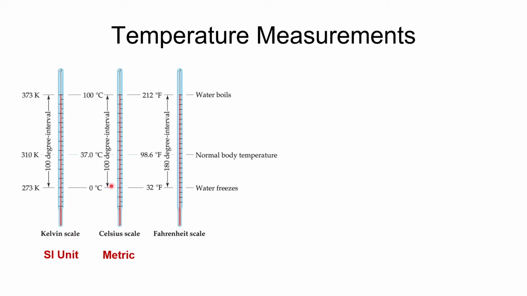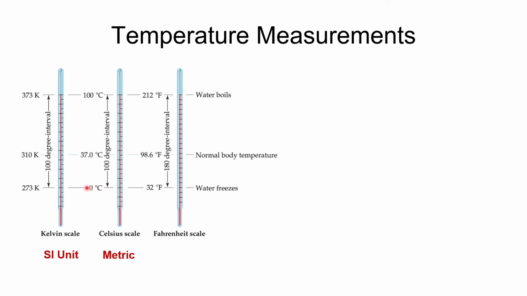You'll see that a degree change in Celsius is equal to a 1 Kelvin change in temperature. So a degree in Celsius is a 1 Kelvin change as well. And so it makes the conversions for those really, really easy.